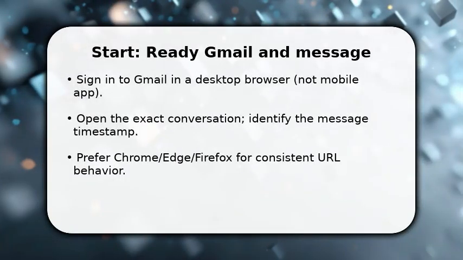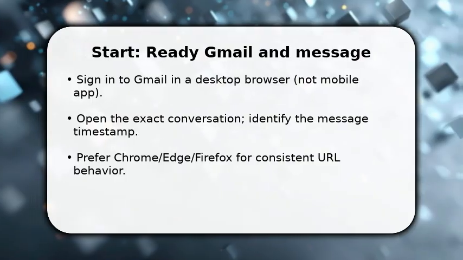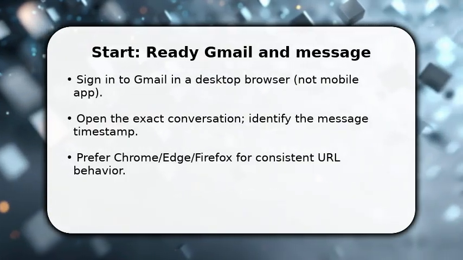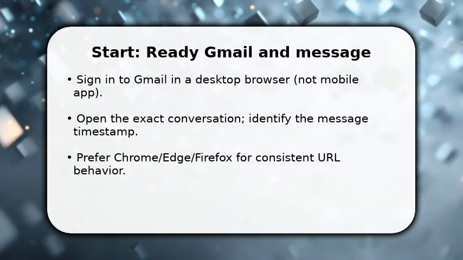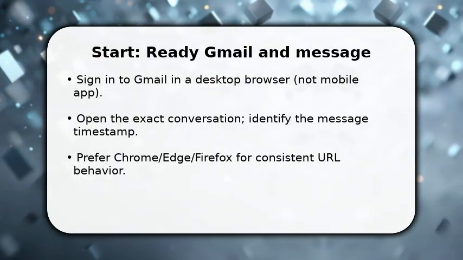You have Gmail open and you know which email you want a link for. Now act. Click the conversation to expand it, then locate the small timestamp next to the message sender. That timestamp is the control that yields a unique view. Once you click the timestamp, the message opens in its own view and the browser updates the address bar.